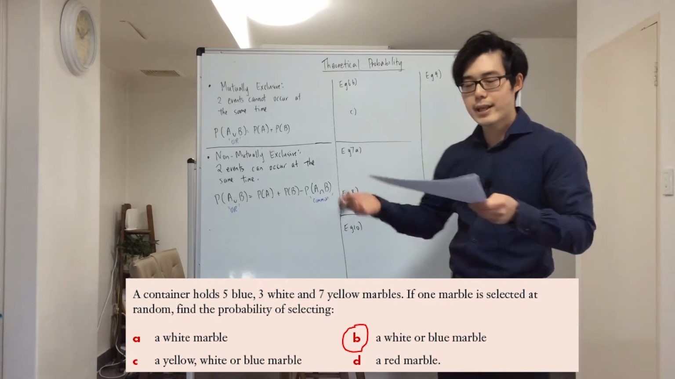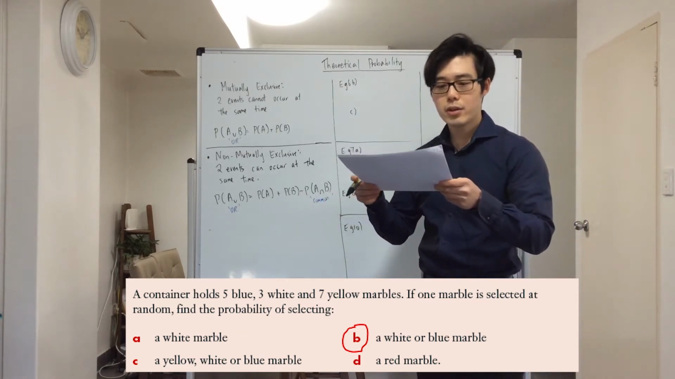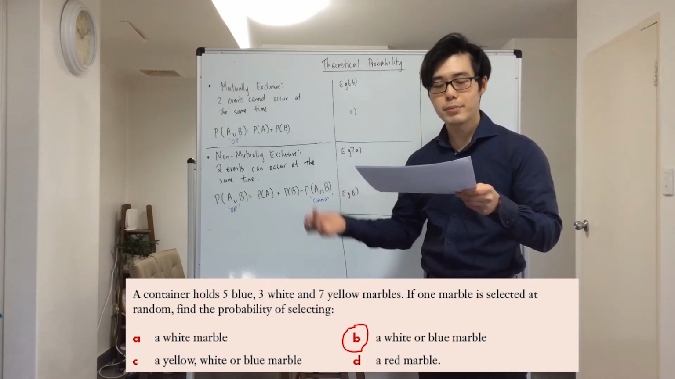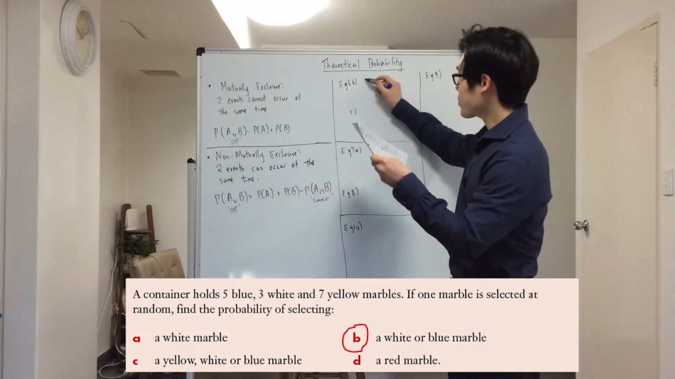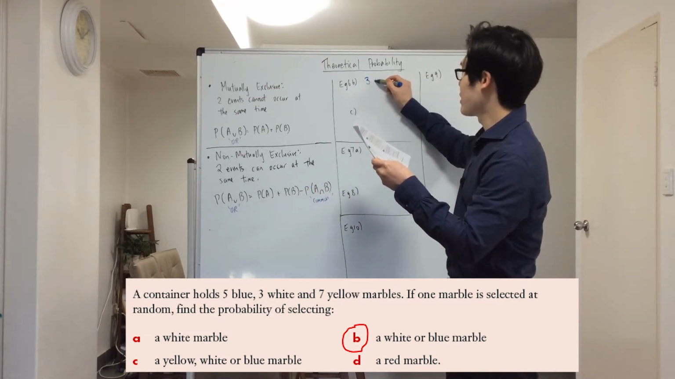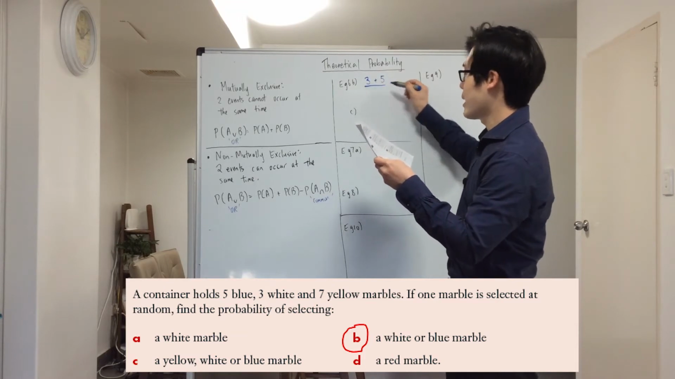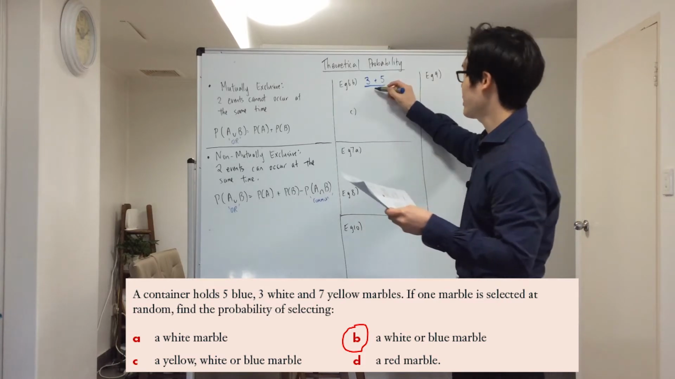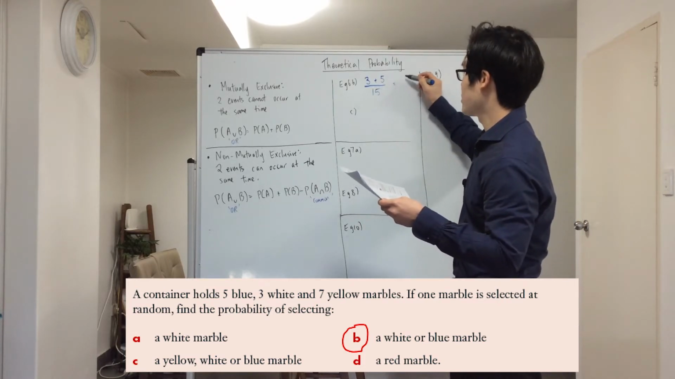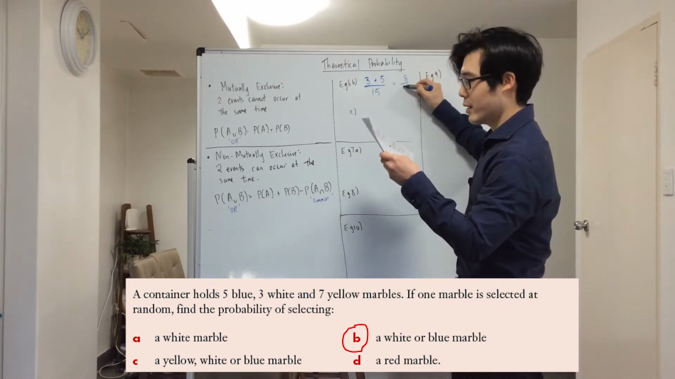So let's just answer this question like we normally would. If I want to know the probability of selecting a white or blue marble, that's just white plus blue marbles. So there are 3 white marbles plus 5 blue marbles out of the total, which is 5 plus 3 plus 7, which is 15. So the answer to this is just basically 8 out of 15.